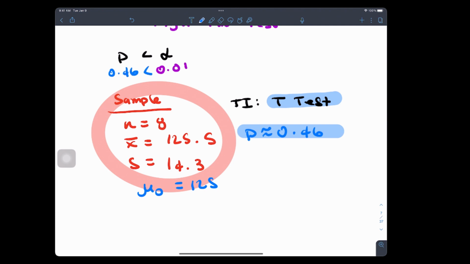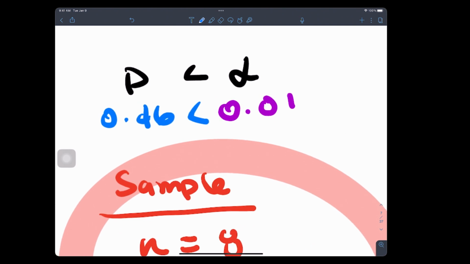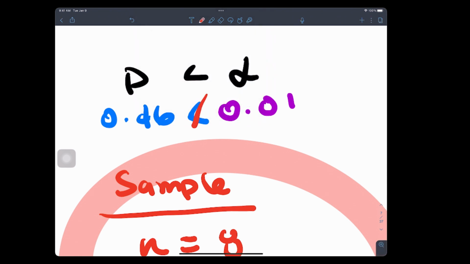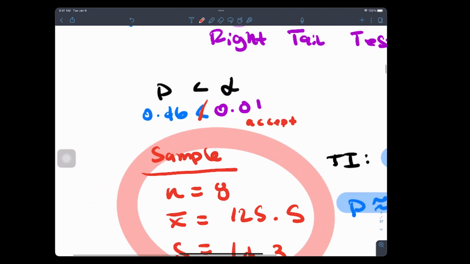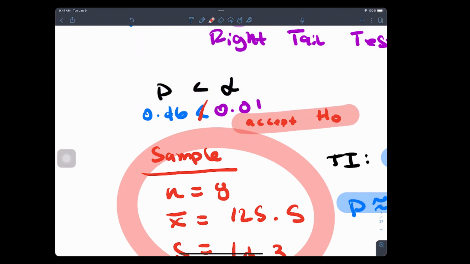46 cents. So I have to check: is 46 cents less than a penny? Say what? No. What does that mean? You automatically accept what? Be careful. Don't you automatically accept the null? When it's not less than, you accept the null. When it's less than, you accept the alternate. So we accept the null.